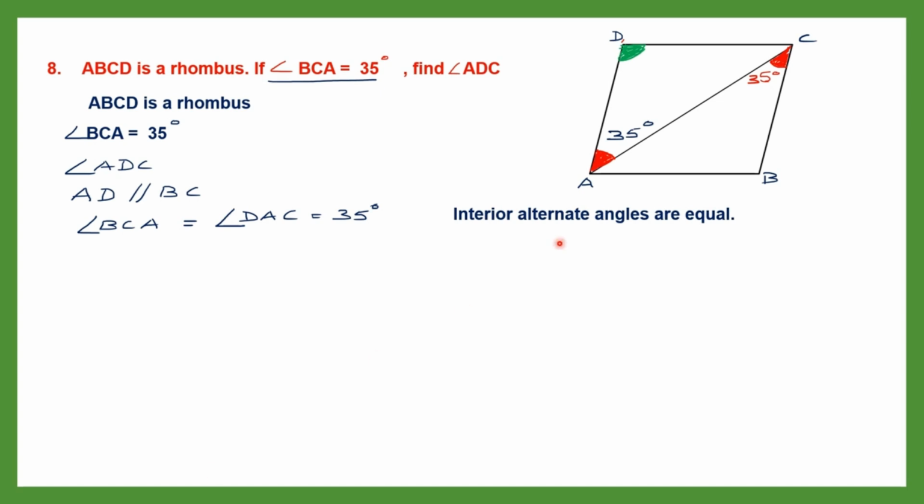Now to help us find the remaining angles here, we have to use this property also. Now look at the sides DA and DC. They are equal because all sides of a rhombus are equal. So these two sides are equal.